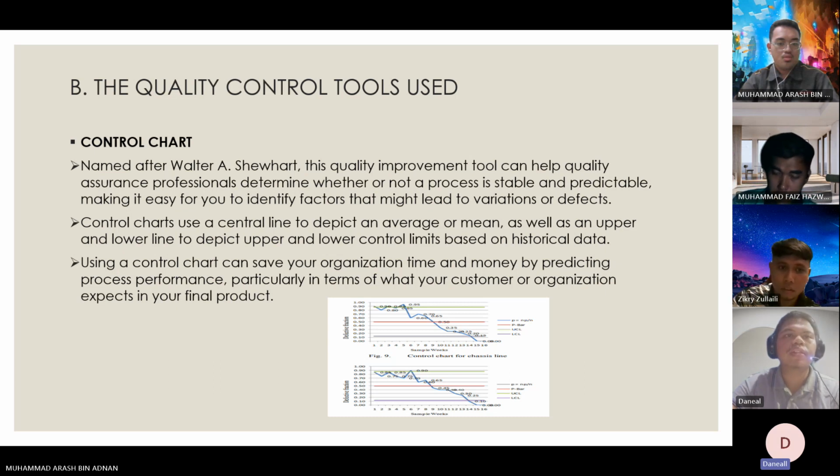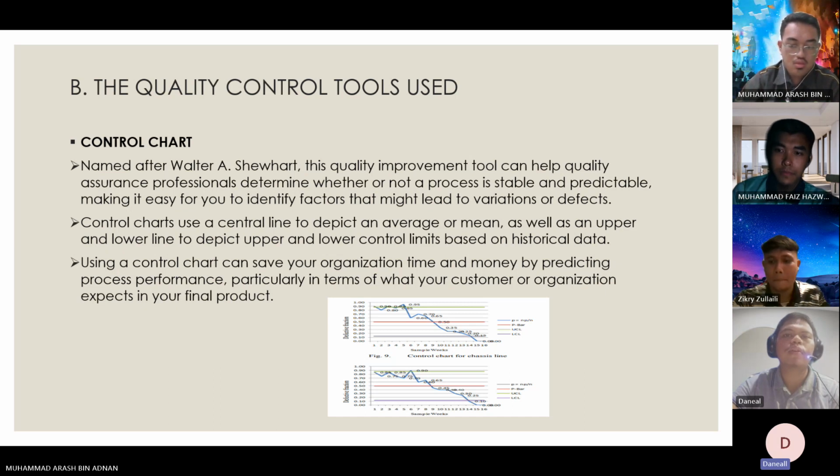Control charts use a central line to depict an average or mean, as well as an upper and lower line to depict upper and lower control limits based on historical data. Using a control chart can save your organization time and money by predicting process performance, particularly in terms of what your customer organization expects in your final product. This is an example.